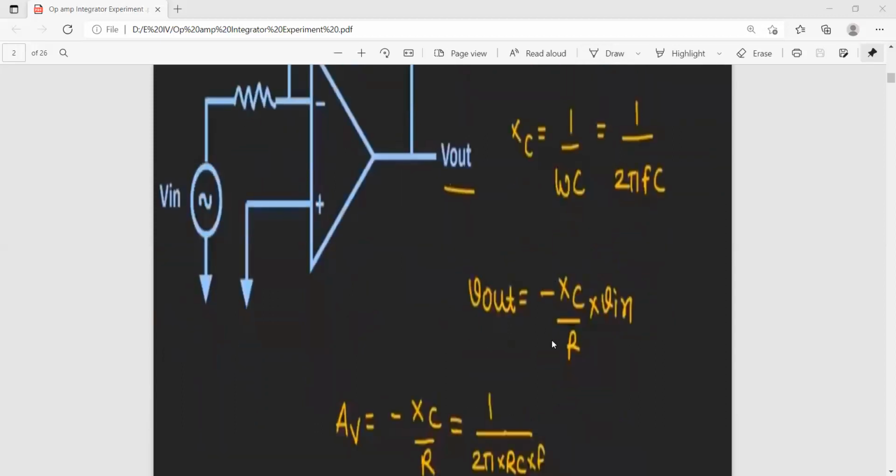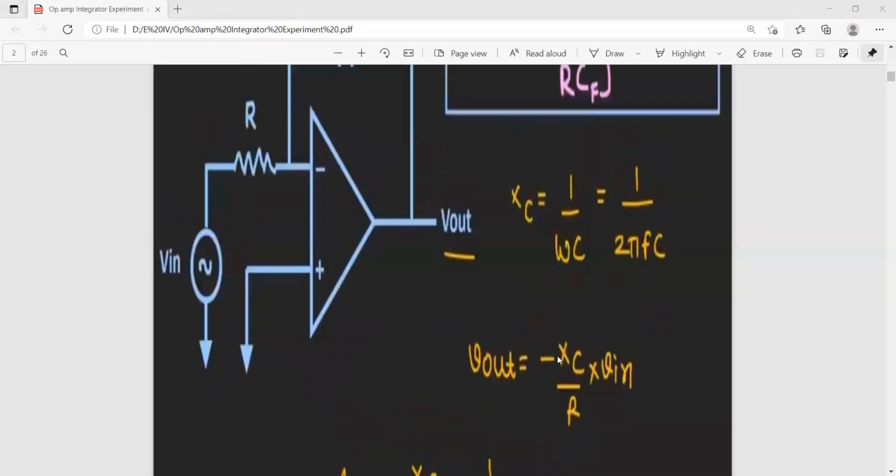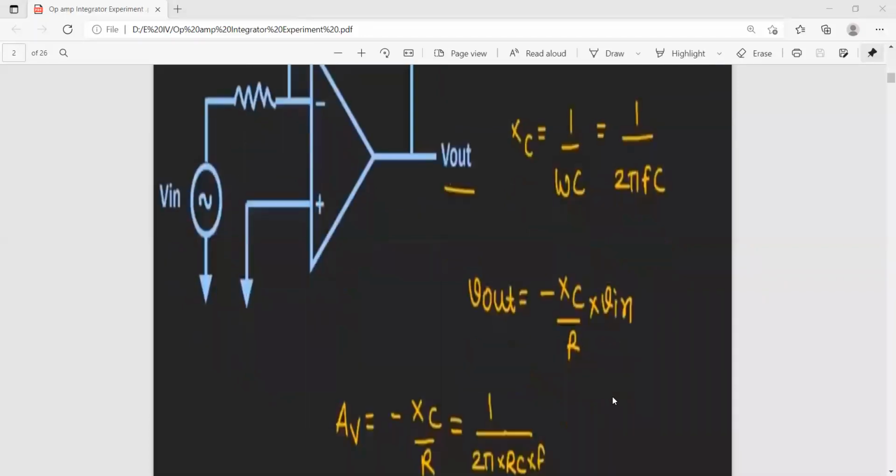Therefore your Vout is equal to this general format, and the minus sign is there because the signal is applied to the inverting input. So the output signal has a 180 degrees phase difference. That minus indicates there is a phase difference, so the output is in opposite phase with the input.